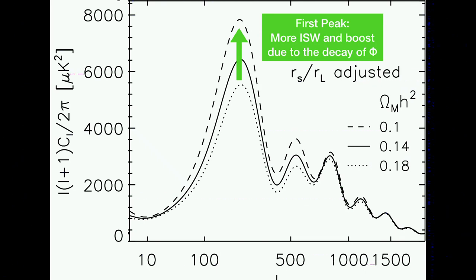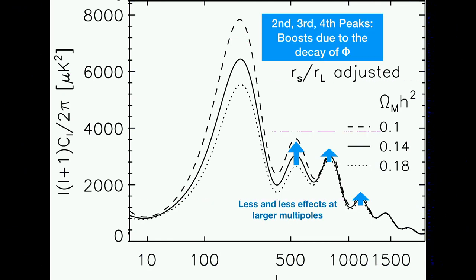affected. Because it's 5, it doesn't matter whether you change omega matter or not. What changes is this rise of the curve, 1 to 5, right? This rise location depends on omega matter, but not the limiting values. That's why as you go to higher peaks, there's no effect. So the first peak is mostly affected, and the second and third peaks are affected too, but the effects decrease gradually. That's everything that omega matter h squared does.